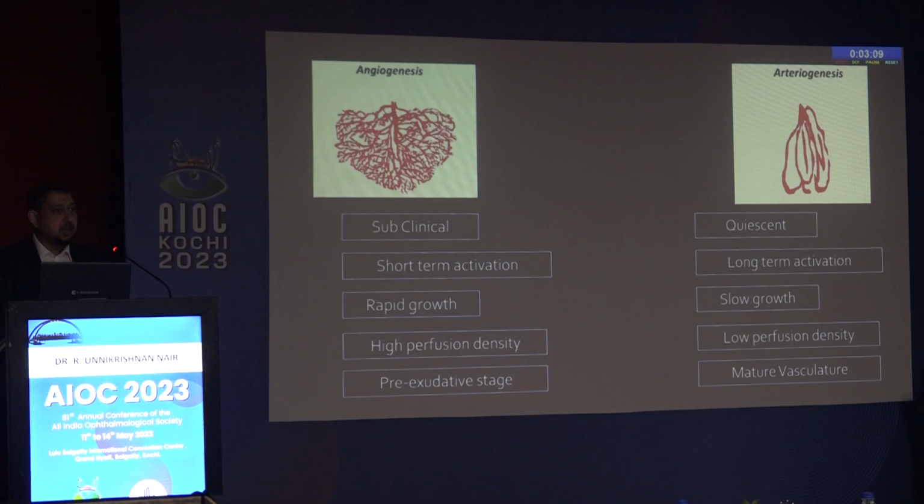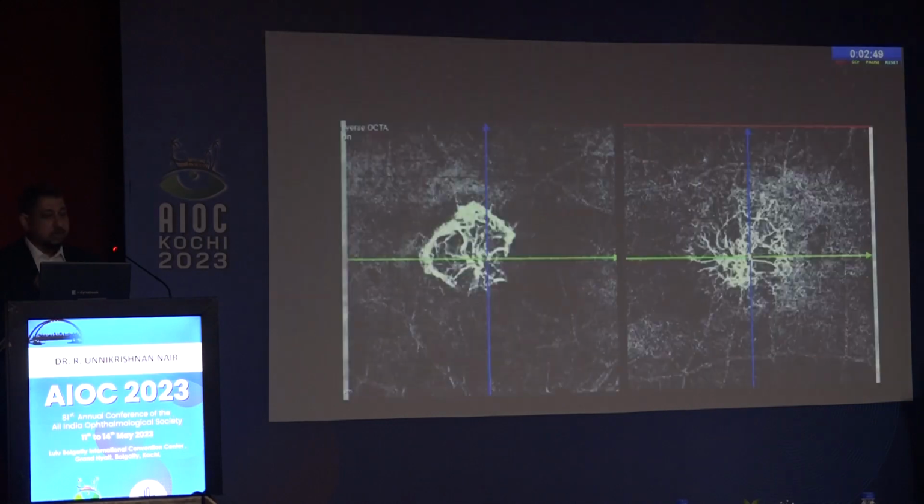There are two types of non-exudative CNVMs. One is because of angiogenesis. They are subclinical. They're going to become a CNVM later. And the next is because of arteriogenesis. They are the truly quiescent ones that are sitting there, not causing any harm. They are quiescent non-exudative CNVMs. I'm not going to detail, but there are two types essentially.